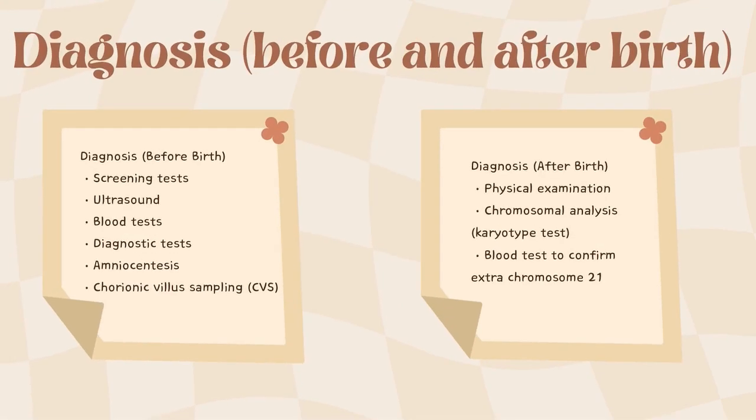For the diagnosis, we divided it into 2 parts, before birth and after birth. Before birth, Down syndrome can be detected during pregnancy using screening tests such as ultrasound and blood tests, which estimate risk. If results show high risk, diagnostic tests like amniocentesis or chorionic villus sampling are performed to confirm the diagnosis. After birth, doctors may suspect Down syndrome based on physical features, for example, delayed talking. This diagnosis is confirmed using a chromosomal analysis called a karyotype test, which shows the presence of an extra chromosome 21.